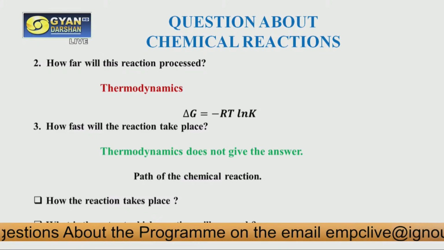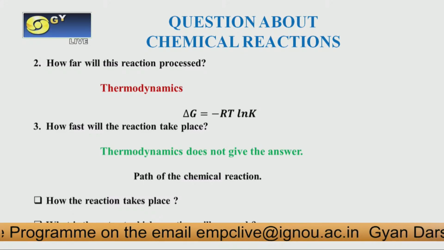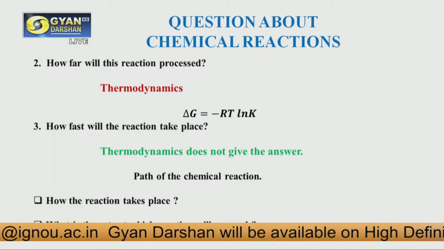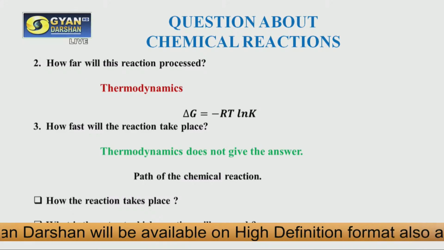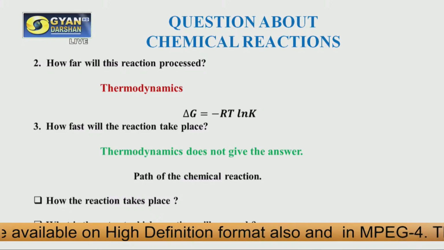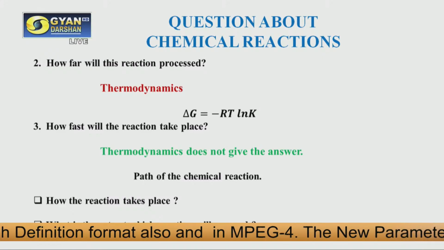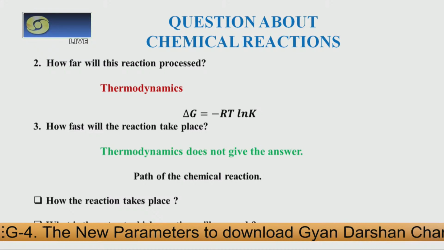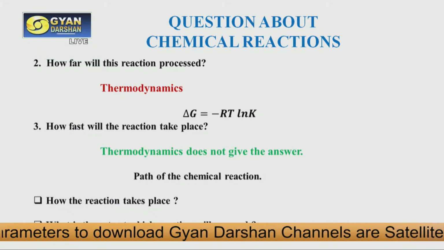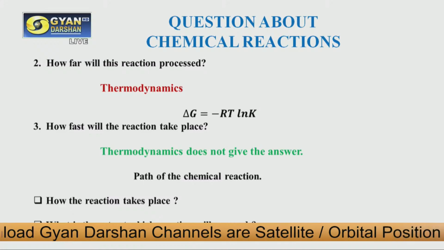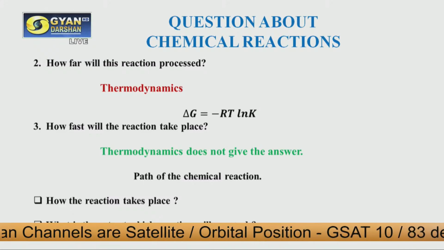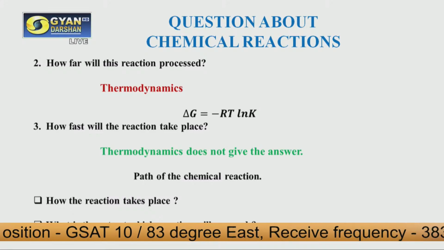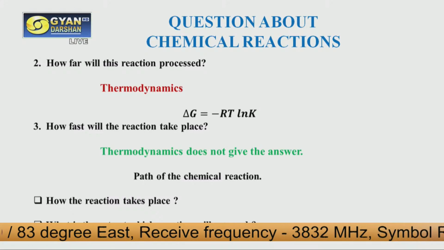And the next question that will come to our mind: how fast will the reaction take place? कितनी तेजी से यह reaction पूरा होगा? Earlier we talked about industry, where all that matters is whether they are getting more product in a feasible time or not. So this question is not answerable by thermodynamics. Thermodynamics is silent about how fast this process will take place. Thermodynamics only tells about the initial and the final product. It does not tell about whatever path has been selected.